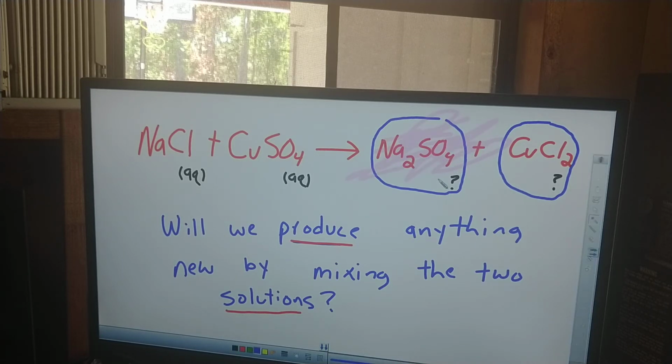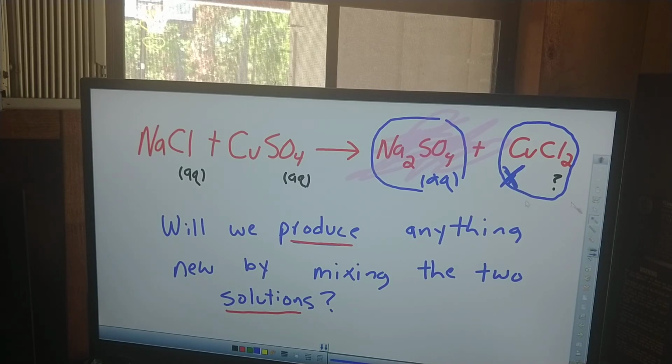Sodium sulfate would be, I'm going to write a little AQ here. I'm writing with the mouse. I apologize for that. Let me try it with the pen. Ready? Sodium sulfate would be aqueous. Aqueous, like Aquaman, means in water. It means you wouldn't see it. It's dissolved. Let's look up copper 2 chloride over here.